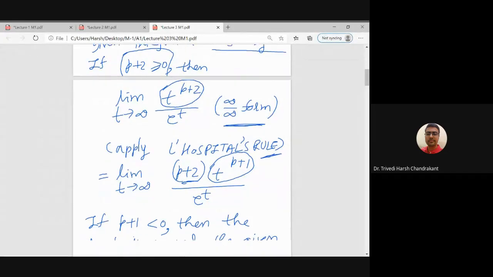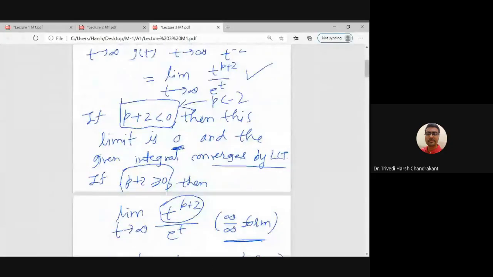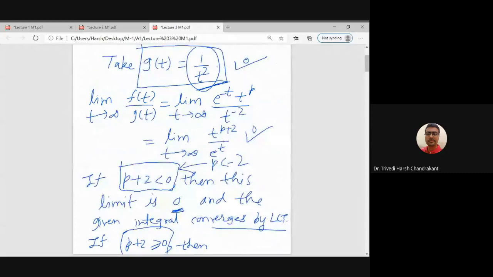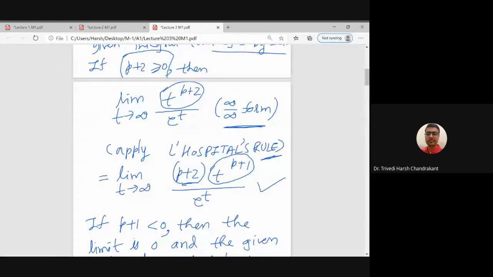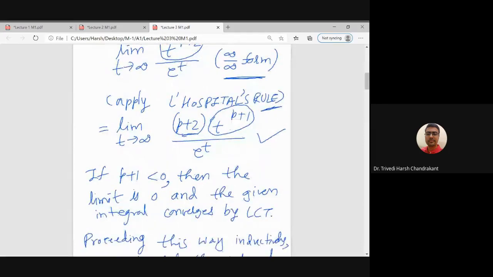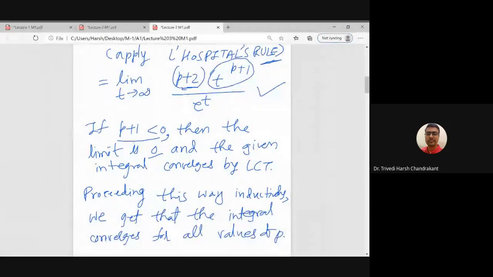So now we will get this term instead of the previous term. In the previous case we got t power p plus 2. Now we got t power p plus 1. Similarly, if p plus 1 is less than 0, then the limit is 0. Otherwise we will go iteratively. And p plus 1 less than 0 means p is less than minus 1.